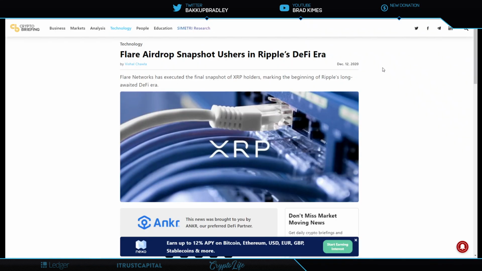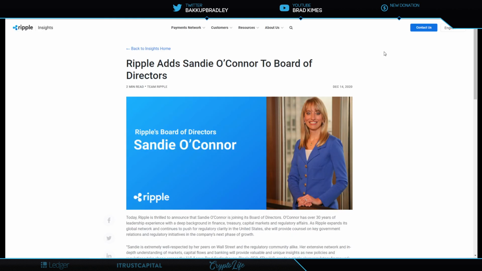Then we go to the next part. December 12th, we saw the Flare airdrop snapshot happen of the XRP ledger. Interesting. Then, two days after that, we see Sandy O'Connor brought onto the board of directors. Where is Sandy O'Connor from? JP Morgan. Remember that. We're going to need to remember that. We're coming back to that in a second.